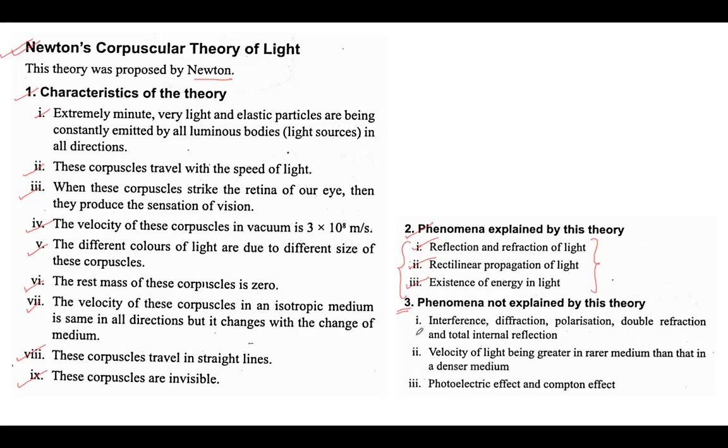Now phenomena not explained by this theory is interference, diffraction, polarization, double refraction and total internal reflection. दूसरा, velocity of light being greater in rarer medium than that in denser medium, ये भी explain नहीं कर पाए. और तीसरा, photoelectric effect and Compton effect could also not be explained using corpuscular theory.